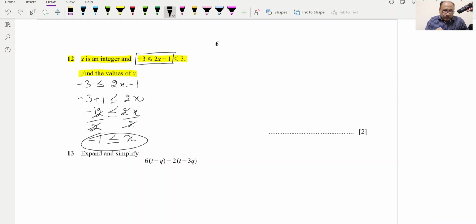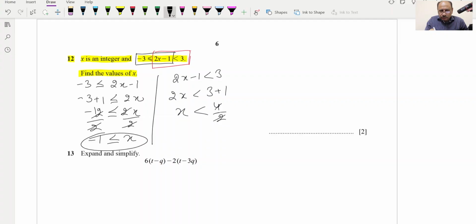This is the portion which we have solved. Now we can take the other portion. Other portion is this side, and we will solve here. 2x minus 1 is less than 3, so 2x is less than 3 plus 1, so x is less than 4 by 2, so this will be 2, so x is less than 2. So now this is this.